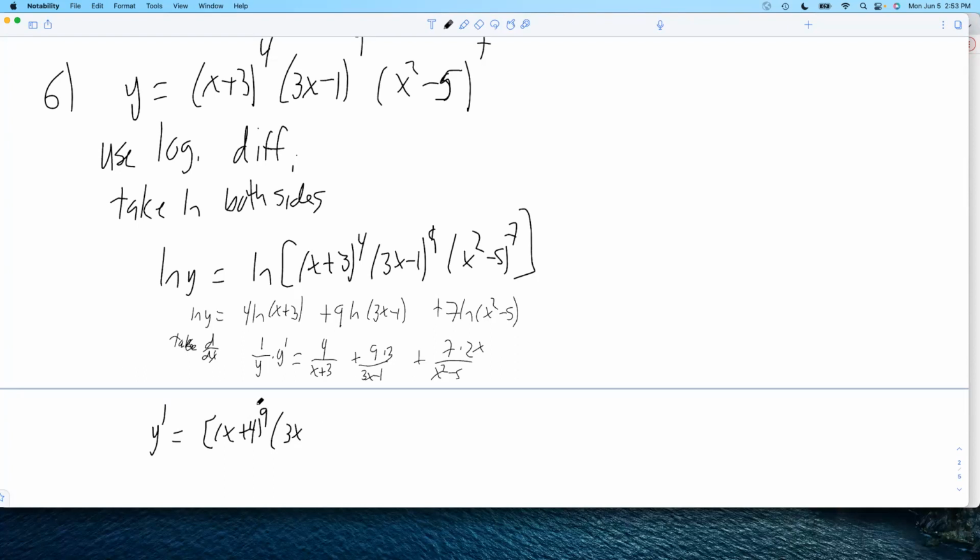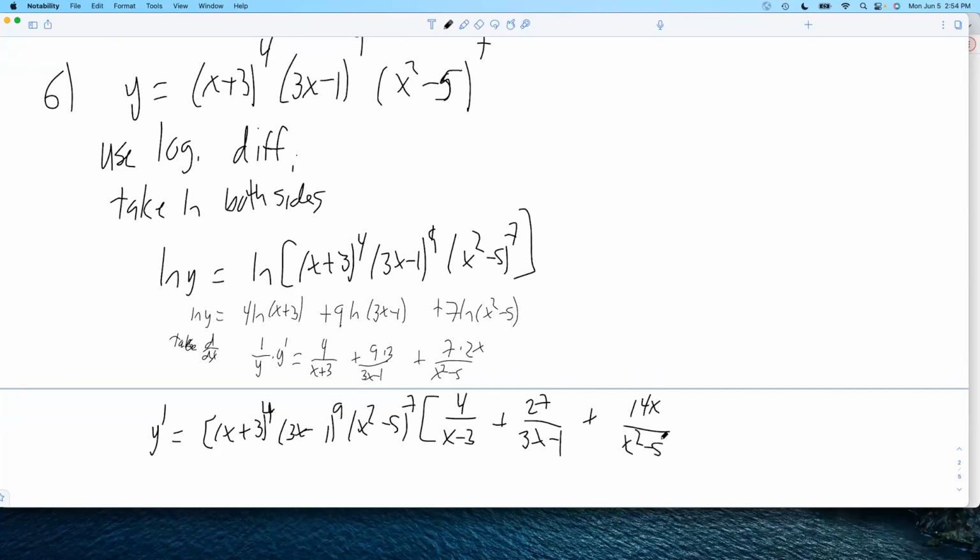Oh, I just made stuff up there. That was a 3 and a 4. 3x minus 1 to the 9th, and x squared minus 5 to the 7th. So that's y. I'm multiplying all of this times y. And then what do we get there? 27 over 3x minus 1, and then 14x over x squared minus 5.